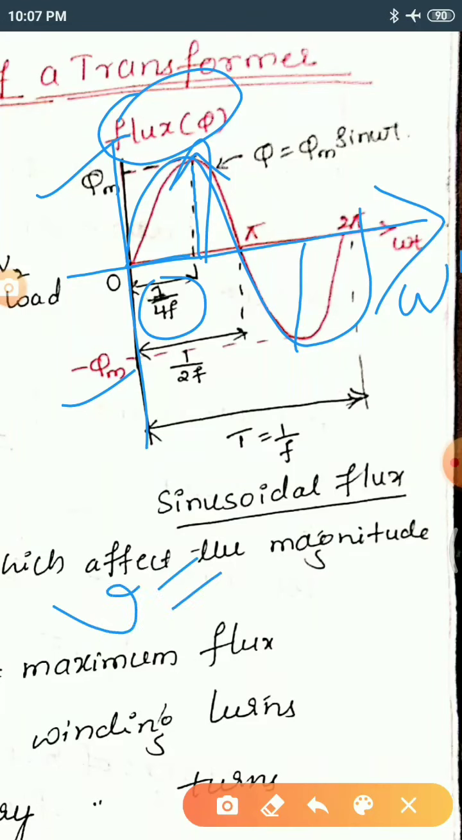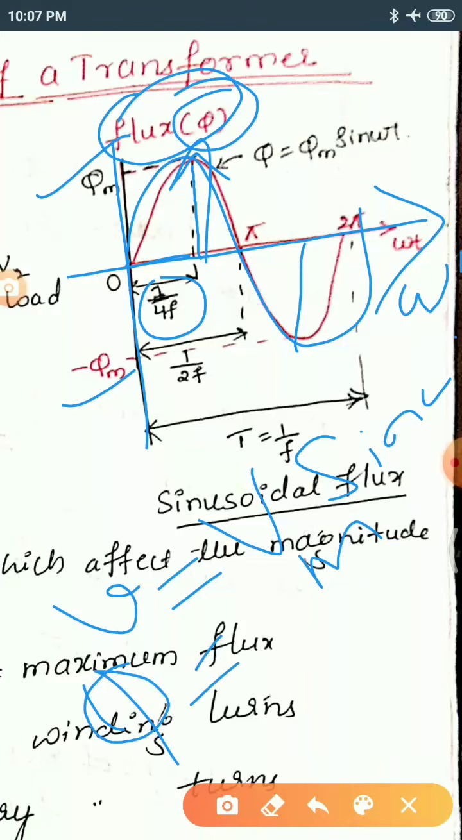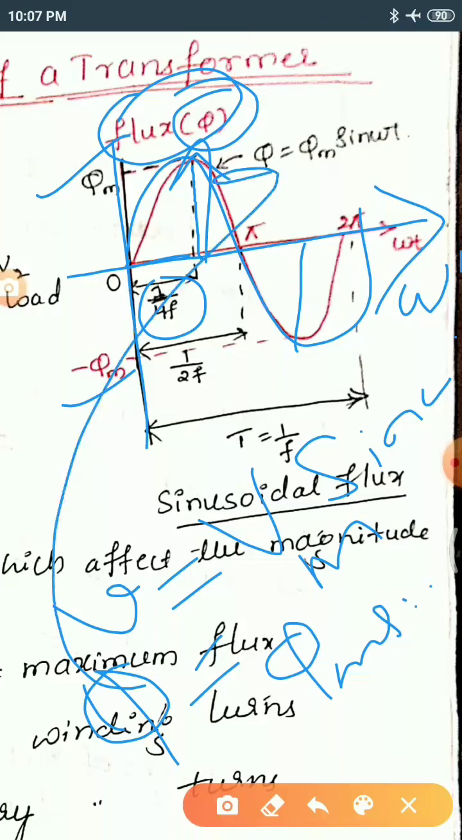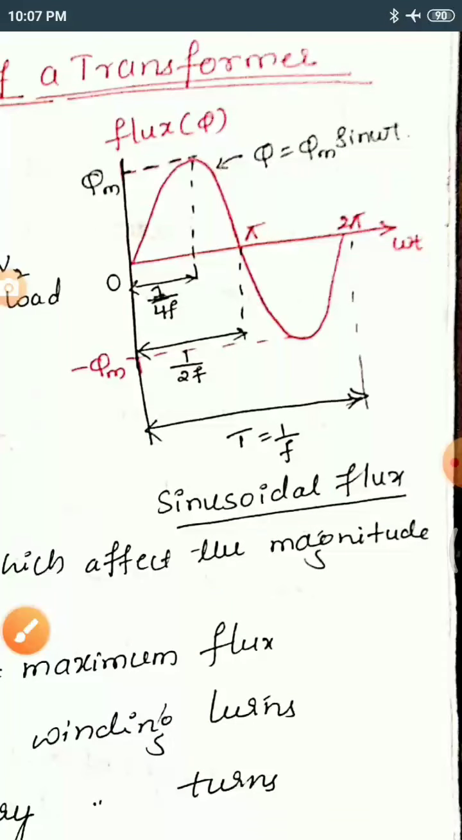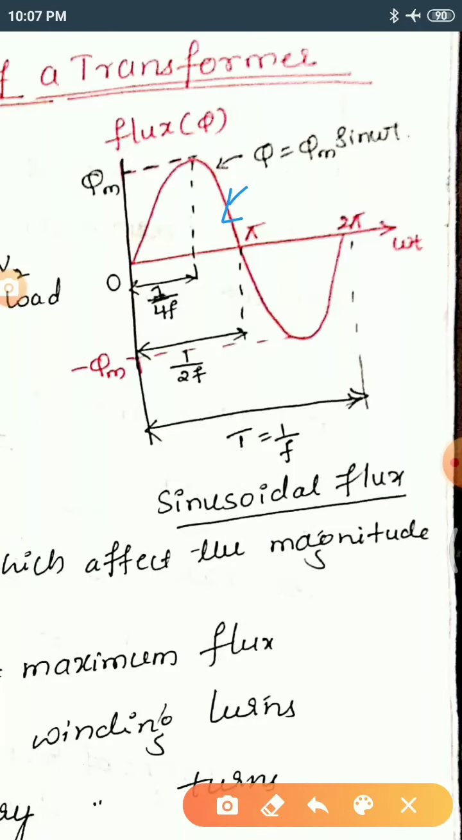We have seen alternating voltage and alternating current. The instantaneous voltage can be written as Vm sine omega t. Similarly, now we have flux as an alternating quantity. So the instantaneous flux is defined as phi is equal to phi m sine omega t. Any value on this wave is phi equal to phi m sine omega t, and this is your maximum value. I hope you have got this.